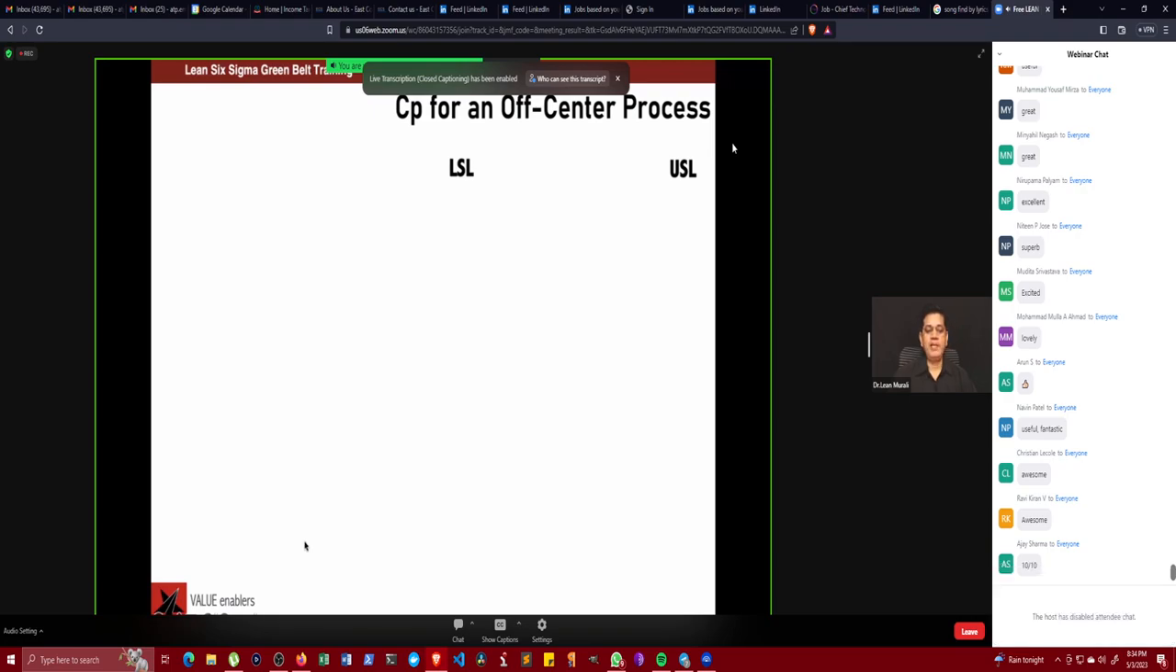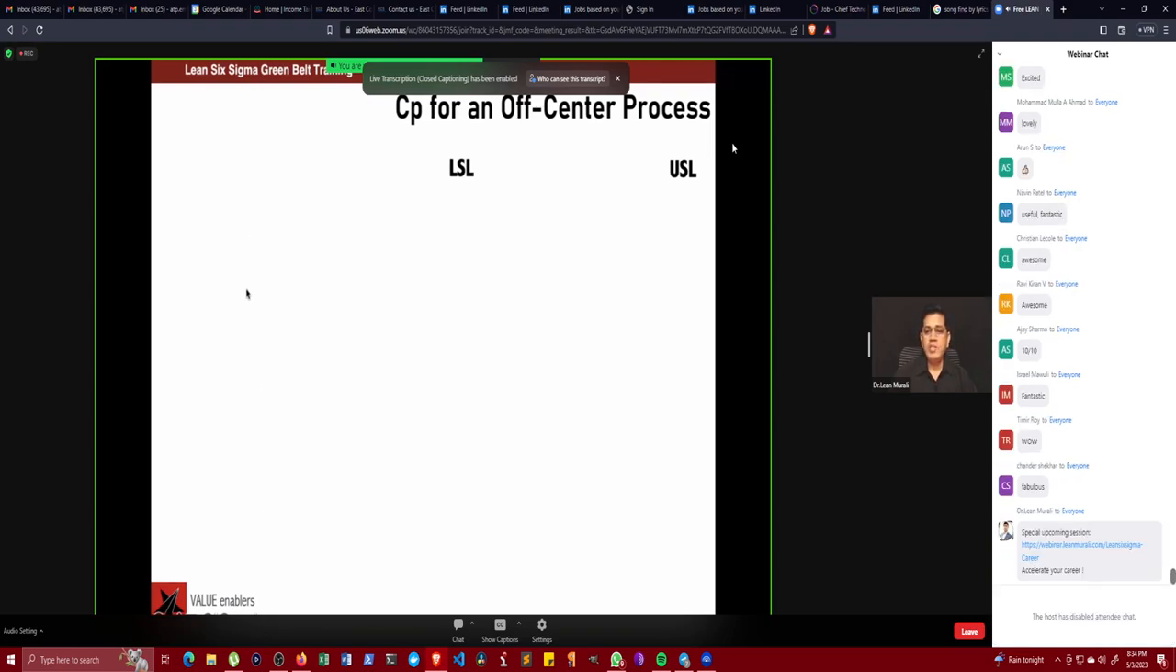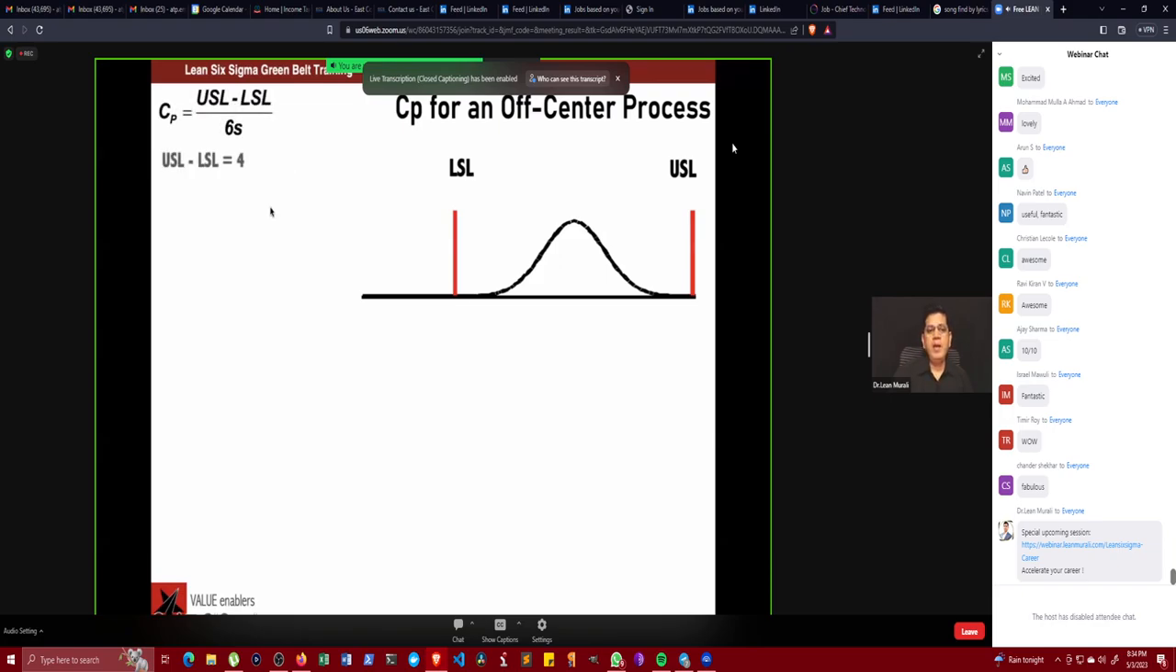Suppose this is a lower specification limit and this is an upper specification limit. Assume that the process is inside. I'll give you a number. Let us say the upper specification limit is 10, the lower specification limit is 6, and the difference is 4. Assuming that 6 times standard deviation, calculated by the formula, is coming to 3.